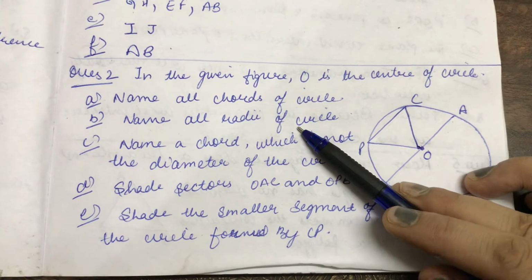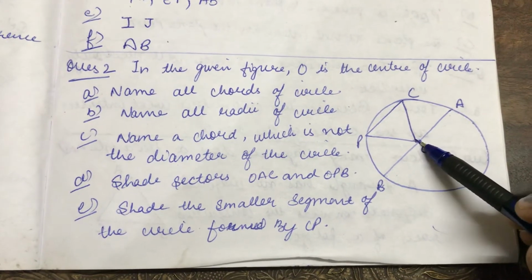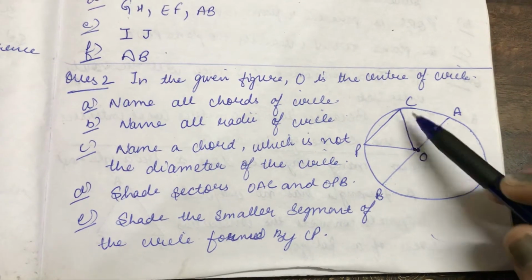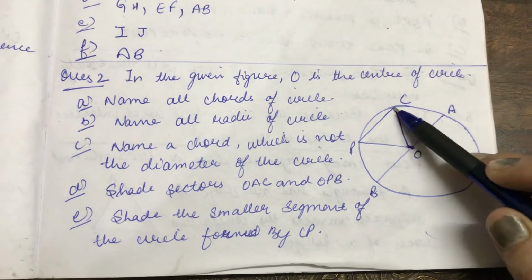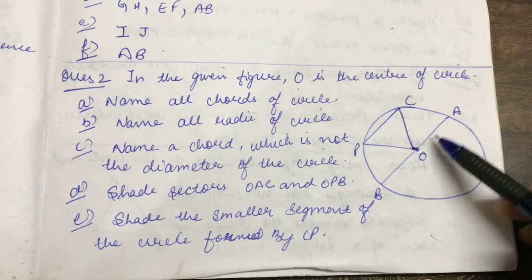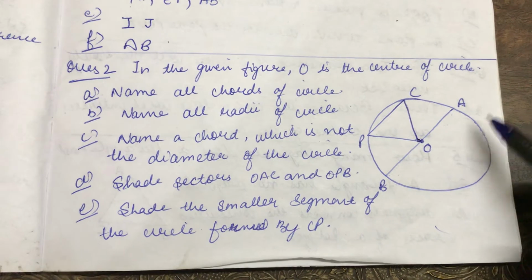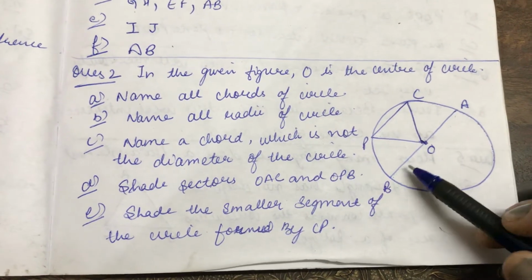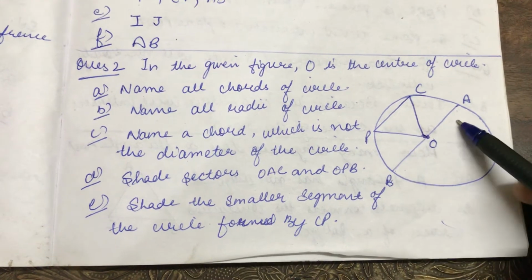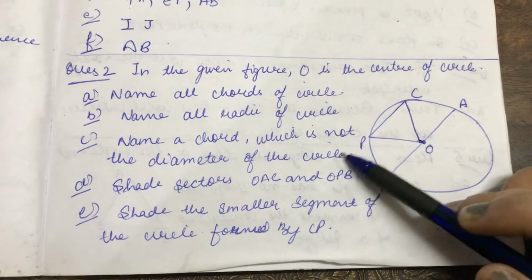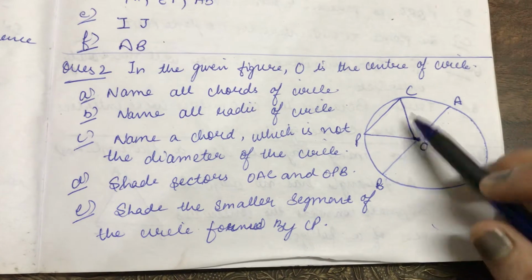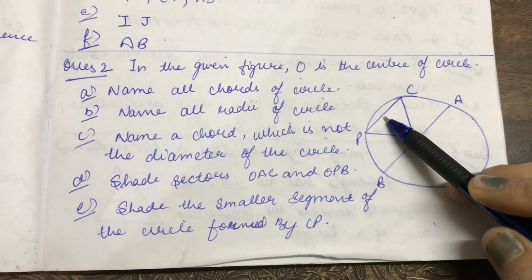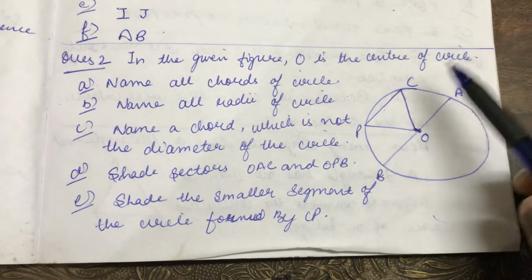Next I want name all the radii of the circle. Radius is the line which joins the center with the boundary. Now OC, OP, OA and OB. We have four radii here. Next is name a chord which is not the diameter of a circle. Now we have two chords, one is PC and other is AB. They said not a diameter of a circle. AB is diameter but PC is not a diameter. So answer for this question is PC.